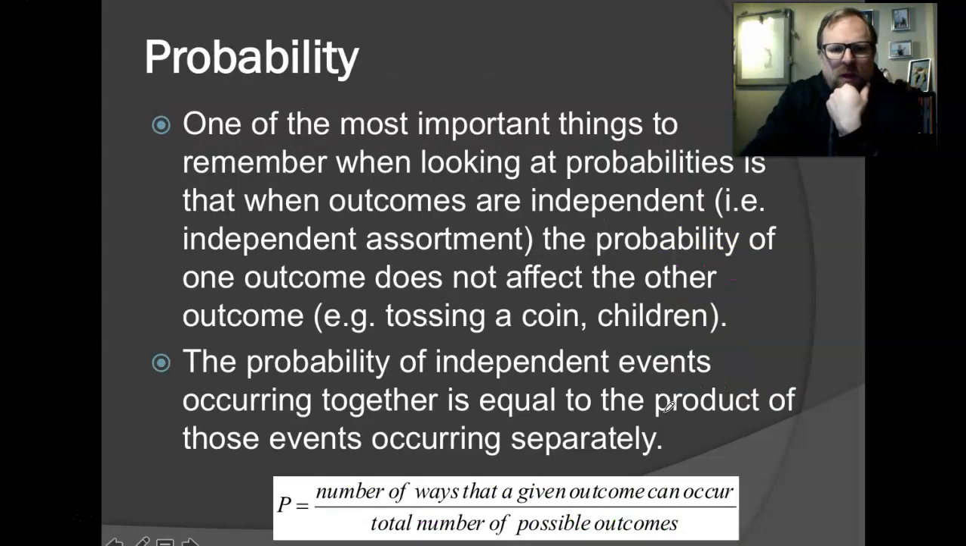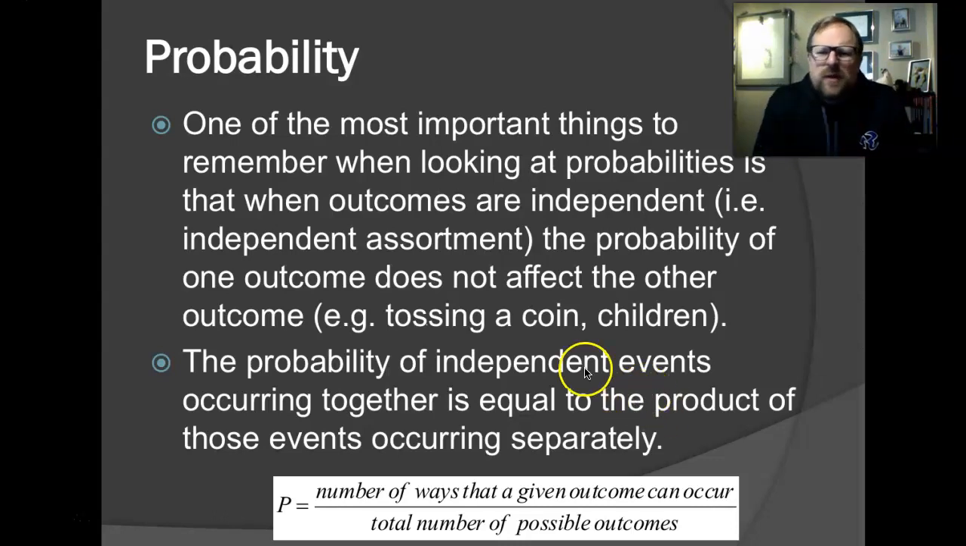Okay? So one of the most important things to remember when looking at probabilities is that when outcomes are independent, i.e. independent assortment, the probability of one outcome does not affect the other outcome. It's like tossing a coin. Okay? If you flip a coin, and it comes up heads, that doesn't mean the next time it's going to come up tails. Whatever happened before that is independent of what happens next. If you do enough coin flips, you should end up with a ratio that is 50-50.